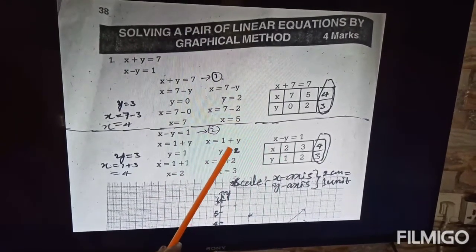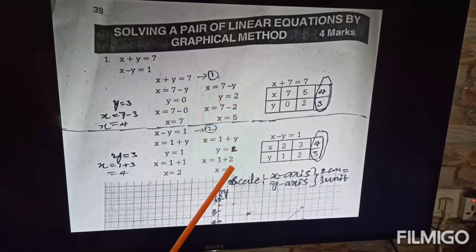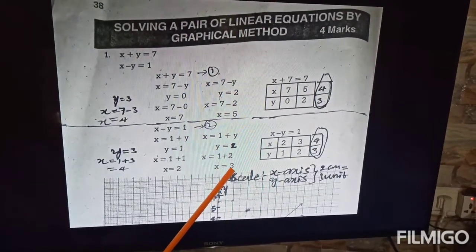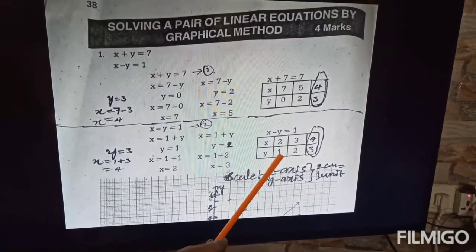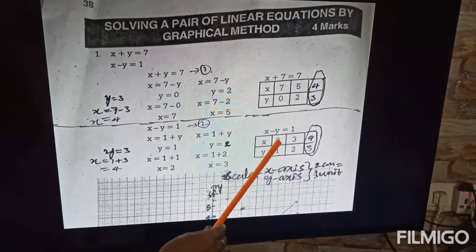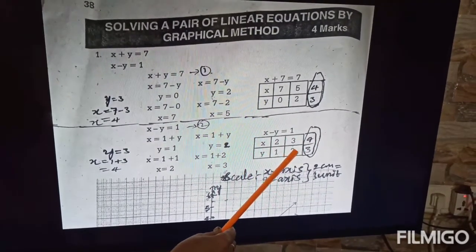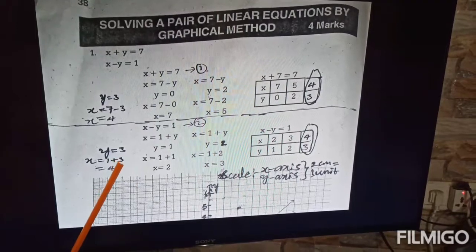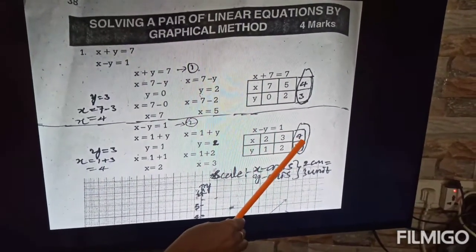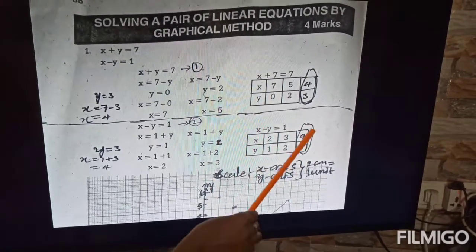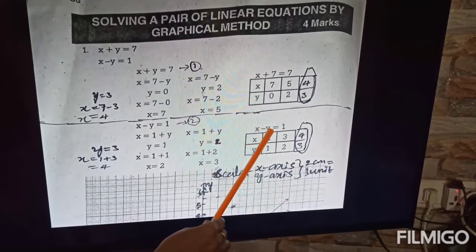Then in place of y, if we substitute 2, then 1 plus 2 is 3. If we replace 1 for y, we get x as 2. If we replace 2, we get 3. If we replace 3, we get 4 for x. These are the 3 points for the second equation.